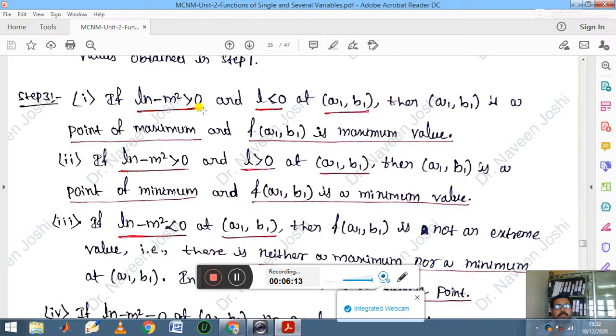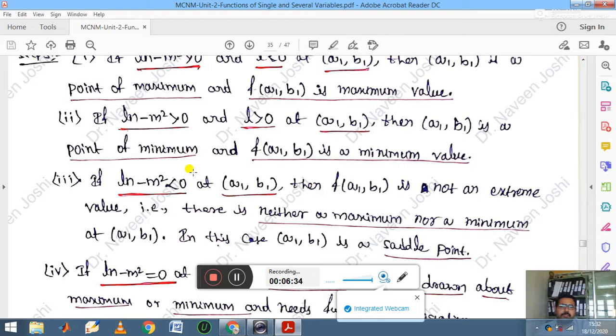If ln − m² is positive and l is negative, then the point (a1, b1) is said to be a maxima and has the corresponding maximum value. If ln − m² is positive and l is also positive, then (a1, b1) is said to be a minima and has the corresponding minimum value.